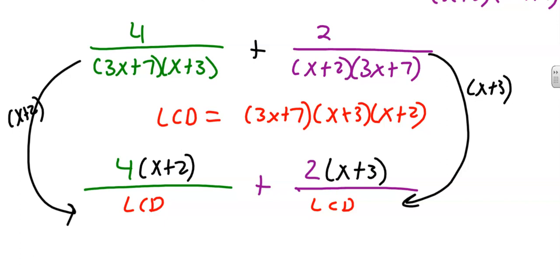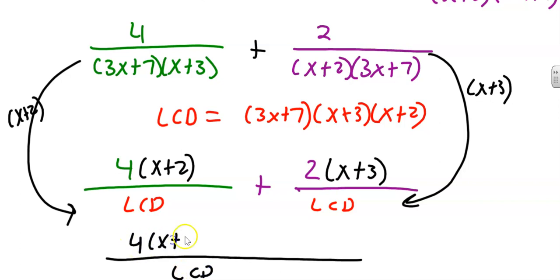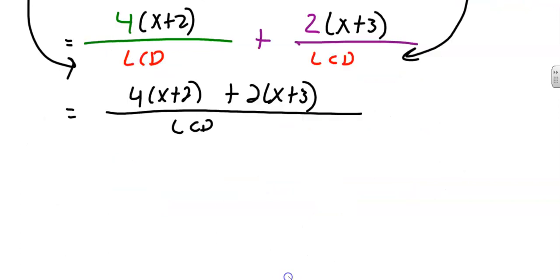Once you've got those two things rewritten, now you're going to bring it back as one big giant fraction. It's all over the LCD. So we're going to have the 4 times the x plus 2 plus 2 times the x plus 3. And again, that's still over the least common denominator, and we don't worry, because once we've got the least common denominator, we're not worried about the bottom part until we've done everything we could possibly do in the numerator.